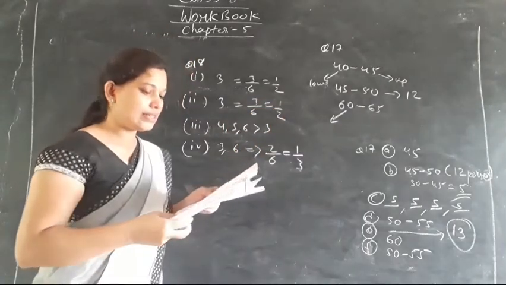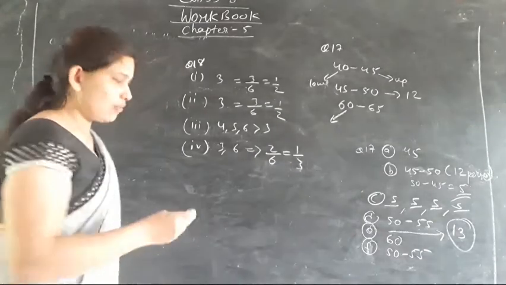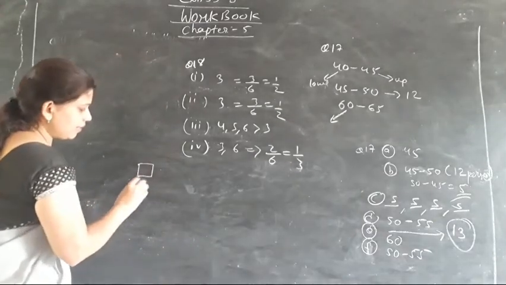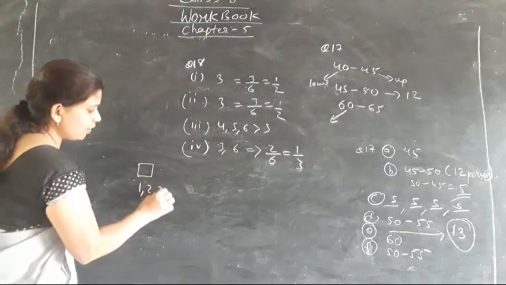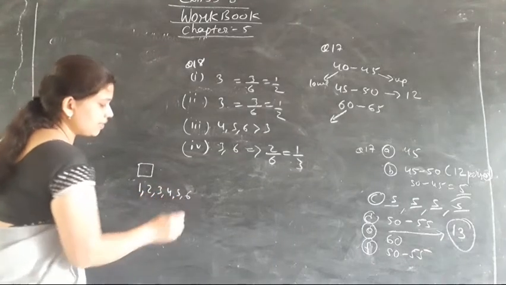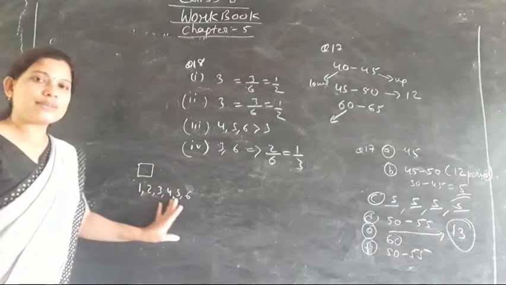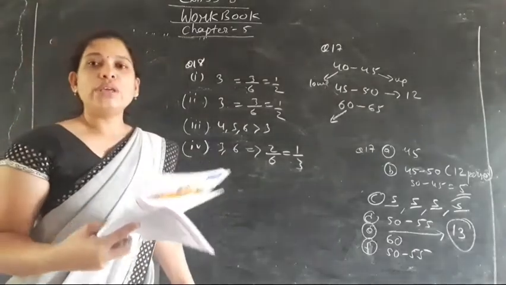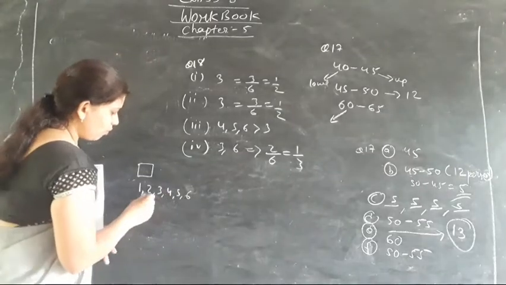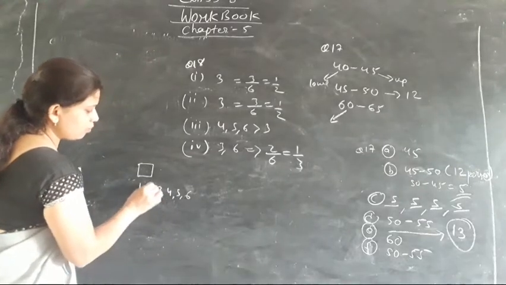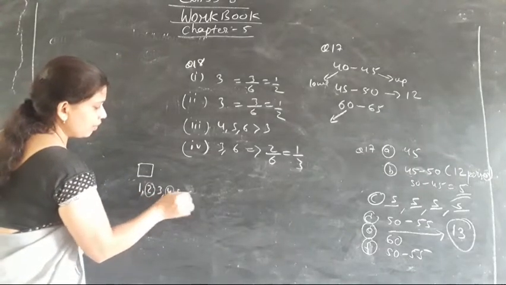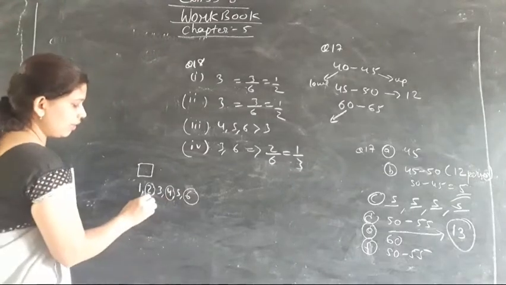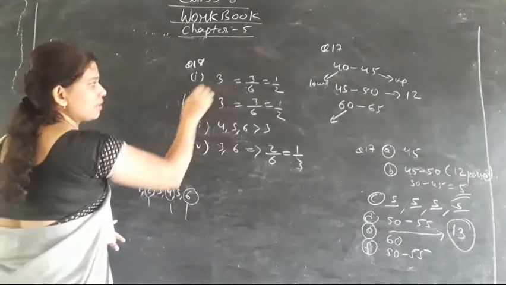Because here it is said that a die. Have you seen a die? This is a die and it is having 6 faces, 1, 2, 3, 4, 5, 6. Like this, the face of the die has marks, right? So we were asked the first question for an even number. What are the even numbers in a die? Even numbers are 2, 4, 6. So how many even numbers? 1, 2, 3. So this is 3 even numbers.